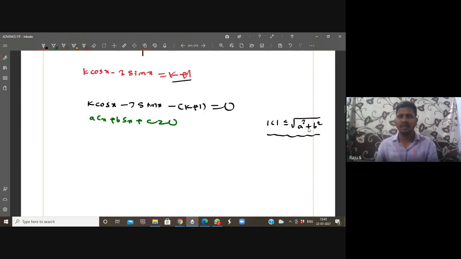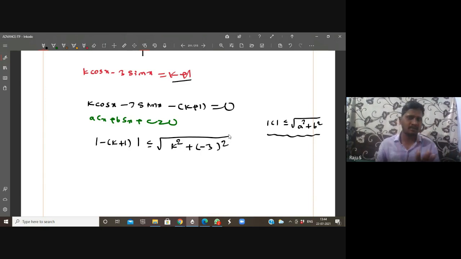According to this condition, what is c? Modulus c, which is minus of k plus 1, is less than or equal to, and all of you remember this important condition, modulus c is always less than or equal to root over a square plus b square. Now what is the a value? k square. Plus what is the b value? Minus 3 square. Am I right, students? Is it clear? Yes, sir.